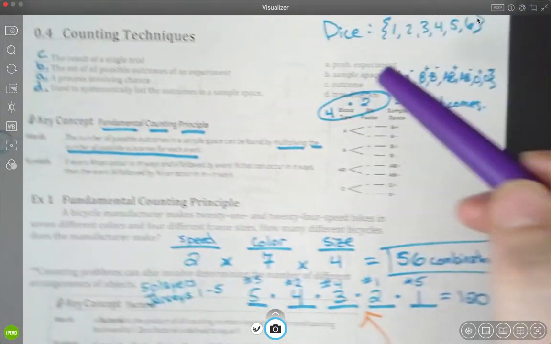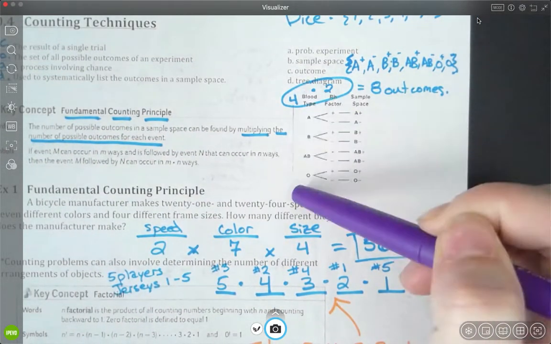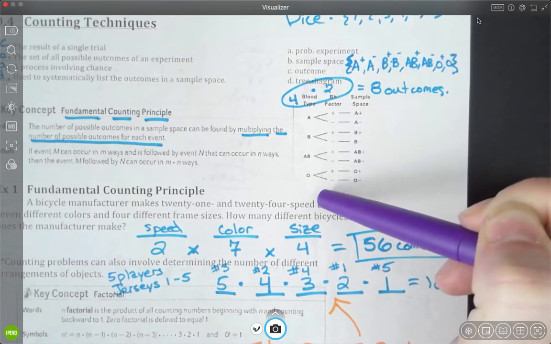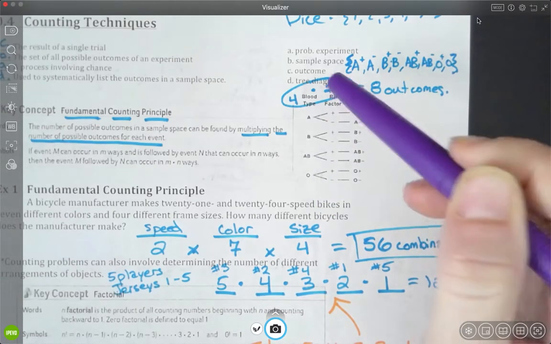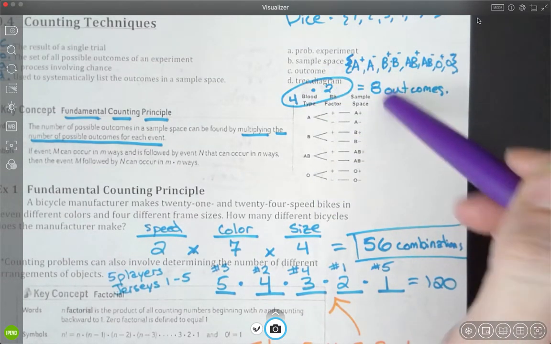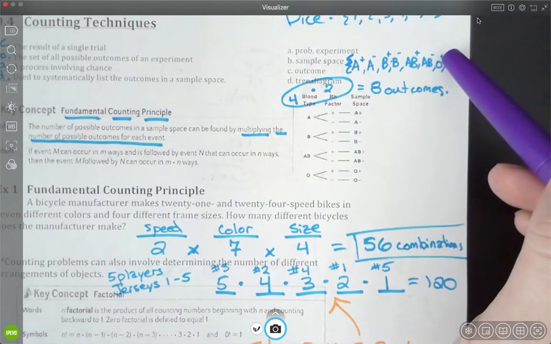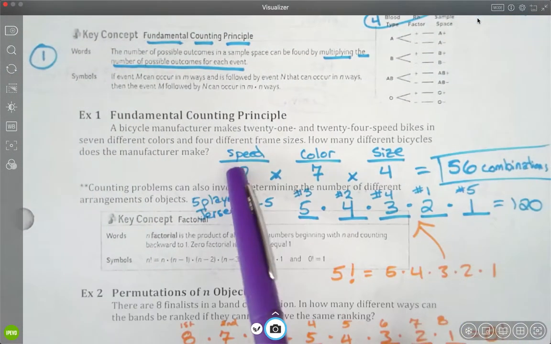Fundamental counting principle says over here like this: I had 4 blood types, but within each one of those there were 2, a plus and a minus. So 4 times 2 makes 8. There are 8 total possible outcomes that I could pick, okay? All right, this is another example of fundamental counting principle.